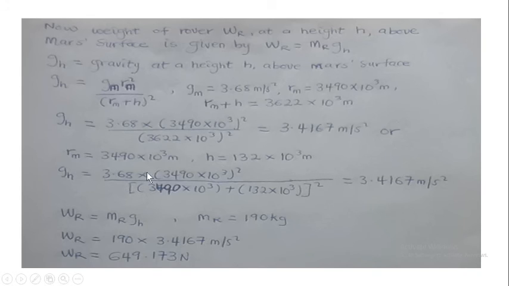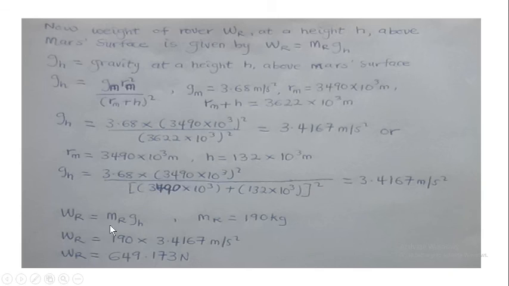And then when you slot in that value, you realize that you also arrive at the same figure we previously got, 3.4167 meters per second squared, to be the gravity at the elevation where we are to find the rover's weight.